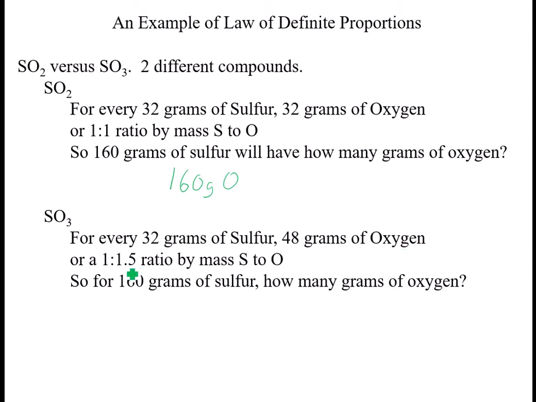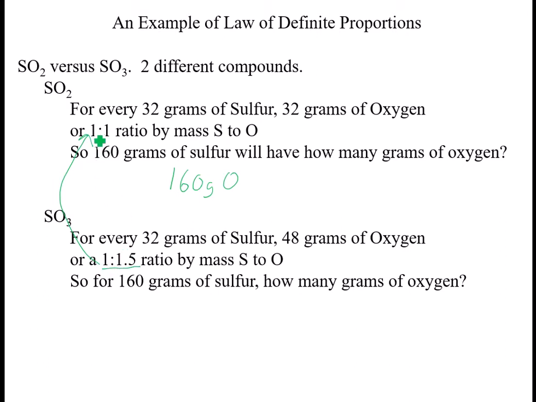So this ratio is different. If I divide by the smallest number, which is 32, so 32 divided by 32 gives me 1, and then 48 divided by 32 gives me 1.5. So you see how this ratio is different than that ratio. So even though the compound is made up of the same elements, the ratio of elements is different, so therefore the ratio of masses of the elements are different.